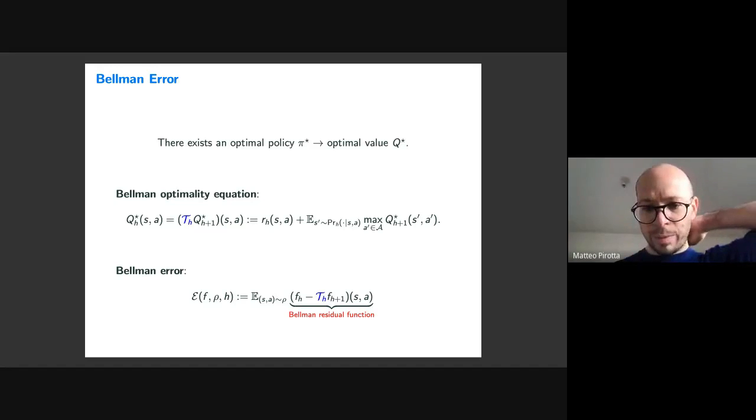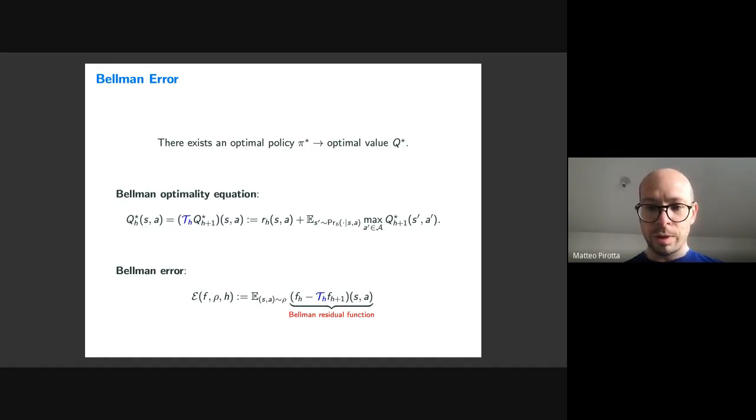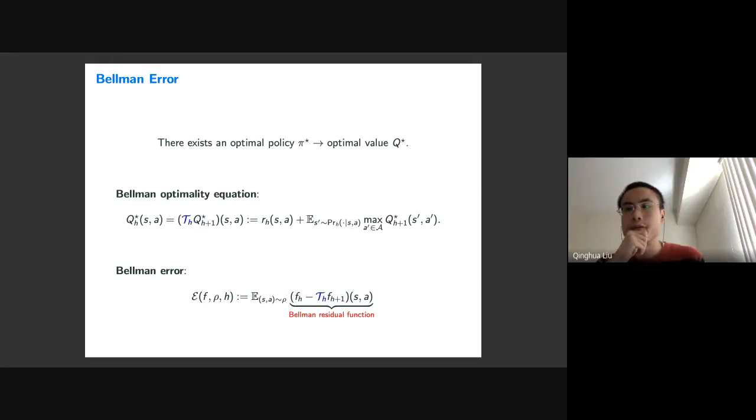So okay, maybe we have a question. It's on what is captured by the definition of Bellman Eluder Dimension. For instance, are factored MDPs covered by this definition? So what do you mean by factored MDP? Do you mean low rank MDPs?